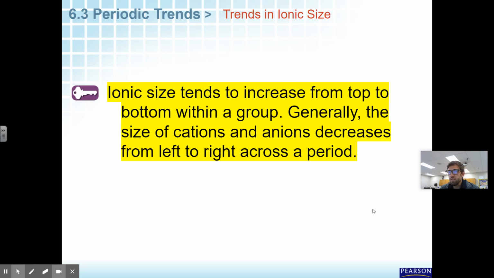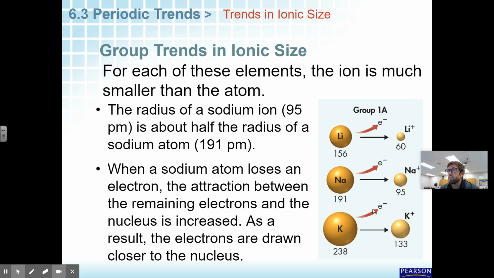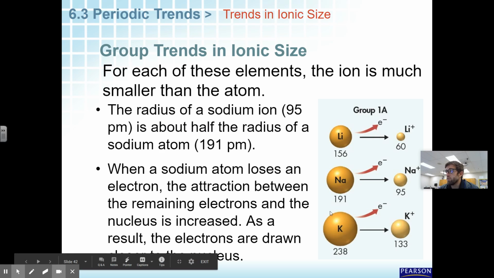Okay, so here's the trend. Ionic size tends to increase from top to bottom, and the size of cations and anions decreases from left to right across a period. Okay, so this is the same trend as atomic radius. Same trend as atomic radius. And you can see these examples here. As you go down, not only does the atomic radius get larger, the ionic radius gets larger as well. That's an example right there.